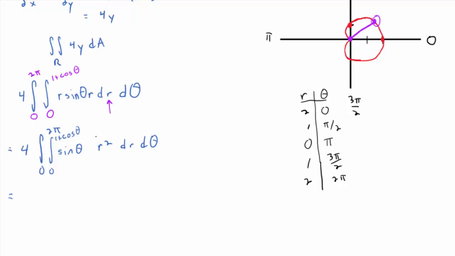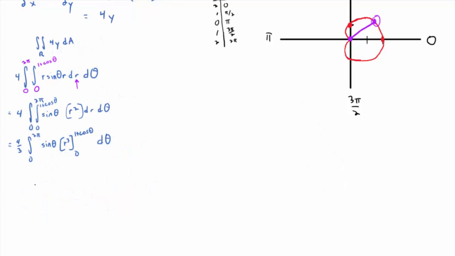Okay, r cubed over, for this guy, r cubed over 3, right? Now here's what I'm going to do. I'm going to pull out that denominator 3 out front, make it 4/3 out front. Make your life easy. Pull out those constants. The outer integral stays 0 to 2 pi. The sine of theta is not going anywhere. And then we just get r cubed evaluated from the inner limits of integration 0 to 1 plus cosine theta. And we still have the d theta on the outside.